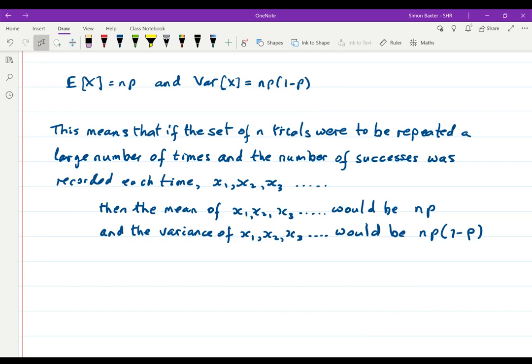What does this really mean? The expected value of x is np, the variance of x is np, 1 minus p. It means that if we did this set of n trials a very large number of times, and recorded the number of successes each time, x1 successes on the first trial, x2 successes on the second, x3, and so on, then the mean of all these numbers would be np, or very nearly. And the variance of these numbers would be np, 1 minus p, or very nearly.